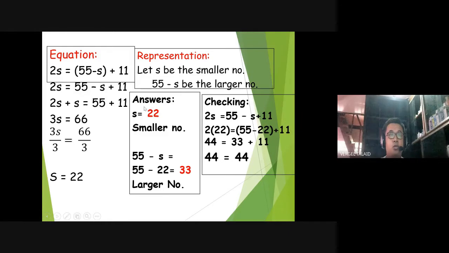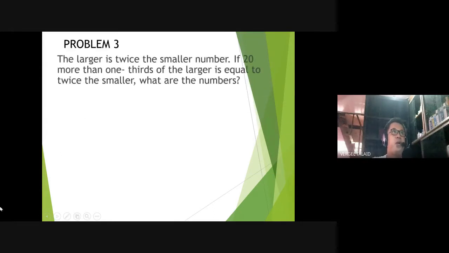Once you get twice of this, that is 44, and add 11 to the larger, it is still 44. So using the original equation, 2 times S is equal to 55 minus S plus 11. 2 times 22 is 44. 55 minus 22, our S, is 33, added by 11, that is 44. So they are equal.